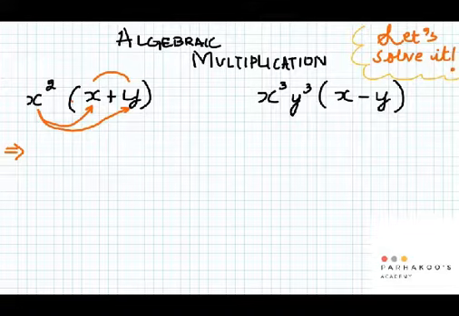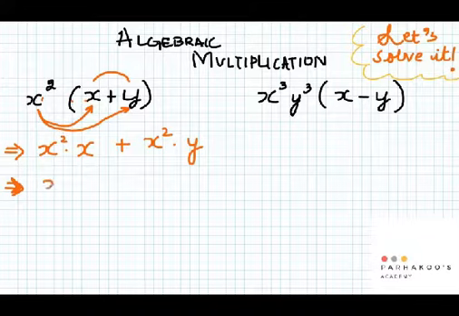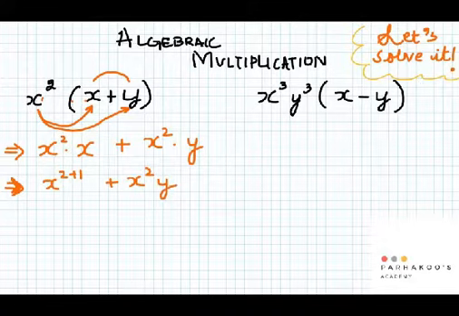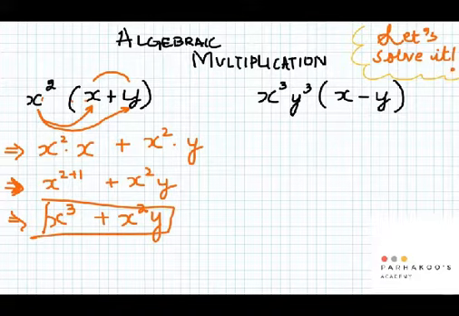Okay, so when we open the bracket, first we multiply x with this x, so it would be x squared into x, the sign of plus, then x squared multiplied to y. Now it's the same easy expression, x to the 2 plus 1 plus x squared y, because they are different variables, so their powers cannot be added. So x to the third plus x squared y. So here we go.